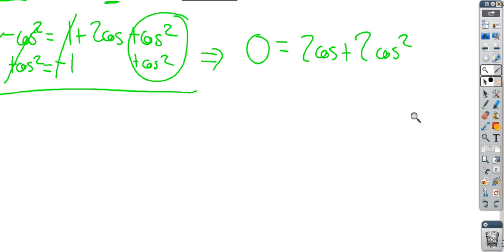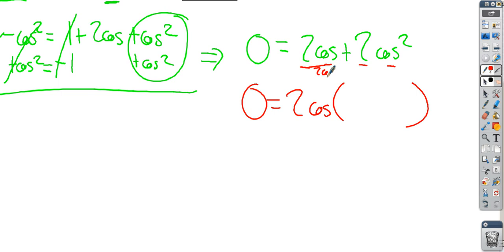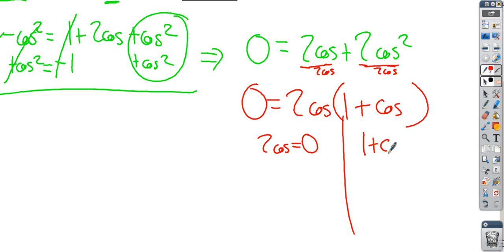So if you look at this now, this has a greatest common factor of 2 cosine. And how do we know that? Because they both have a 2, and they both have at least 1 cosine. So 2 cosine, if you divide this thing by 2 cosine, you're just going to get 1. If you divide this by 2 cosine, you're just going to get cosine. And now we can set each of these equal to 0 and solve like we've been solving from before.